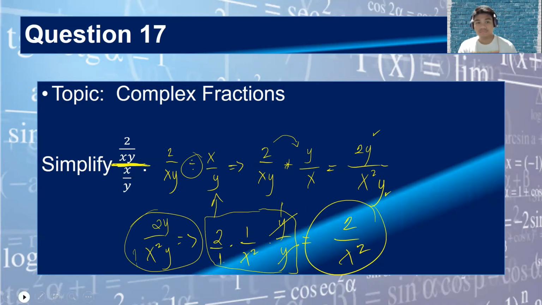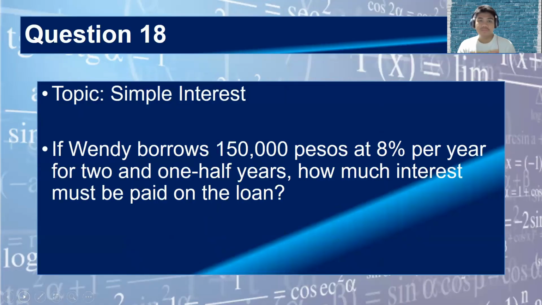Next, we have question number 18. Question number 18 is on mathematics of investment. This topic is on simple interest. So here is the problem. If Wendy borrows 150,000 pesos at 8% per year for 2.5 years, how much is the interest to be paid?